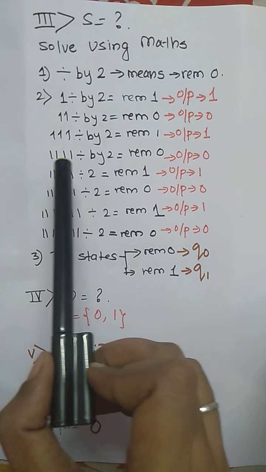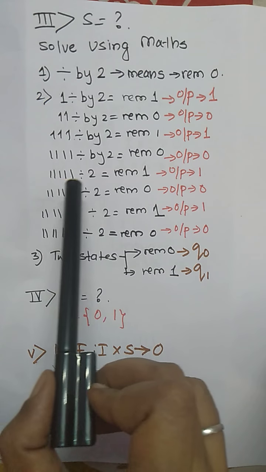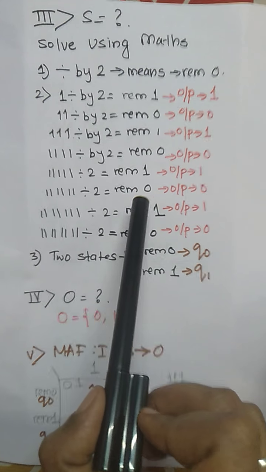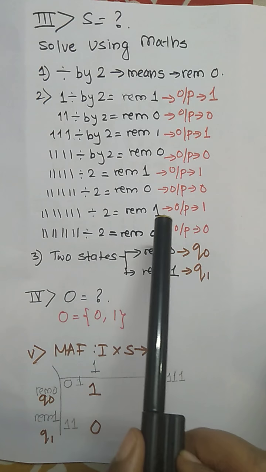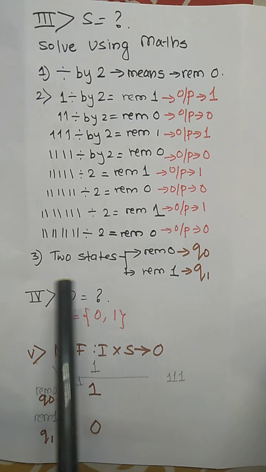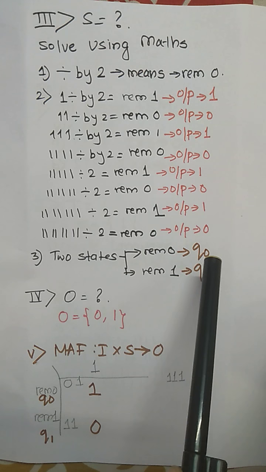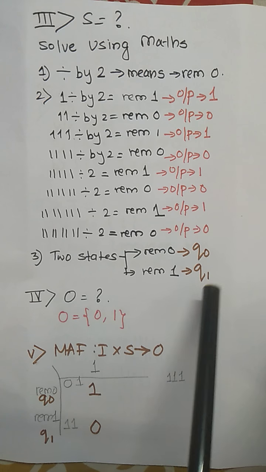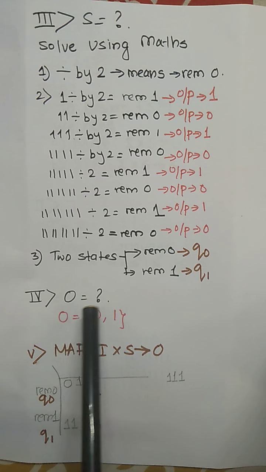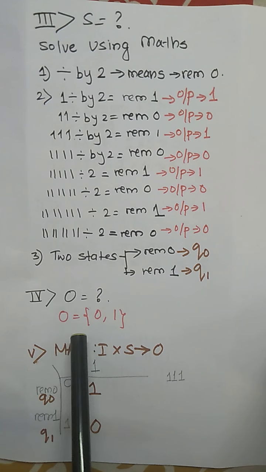Four 1s indicate number 4, divisible by 2, producing remainder 0 and output 0. Number 5 produces remainder 1, output 1. Number 6, remainder 0, output 0. Number 7, remainder 1, output 1. Number 8, remainder 0, output 0. That means we got two states, with remainder 0 and remainder 1. We give suitable names to those states as Q0 and Q1. After finding the states, the next thing is the output symbol. From here we know it will be either 0 or 1, so O will be {0, 1}.